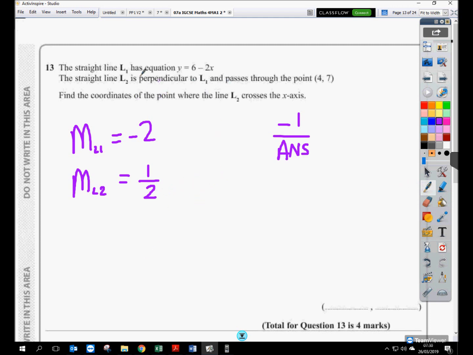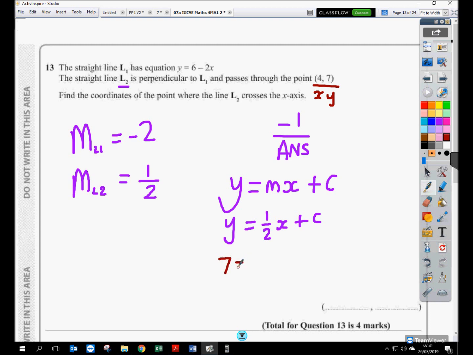What we're going to do now is work out the equation of line L2. We have the equation of line L1. You can do that because the equation of a straight line is y equals mx plus c. So y equals half x plus c. The way that you work out c is you need a coordinate on the line. Coordinates are always written x, y. So we substitute to work out c. 7 equals half of 4 plus c. Half of 4 is 2. So 7 equals 2 plus c. Rearrange this. 7 minus 2 is 5.